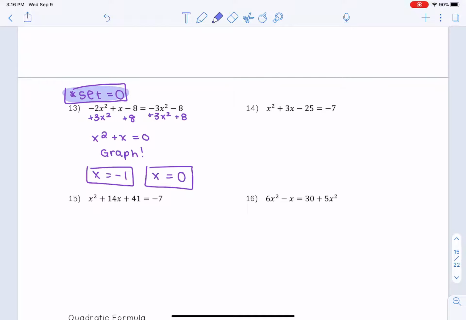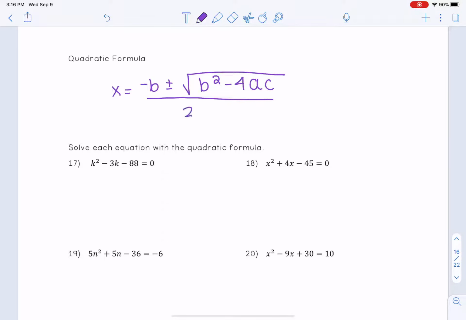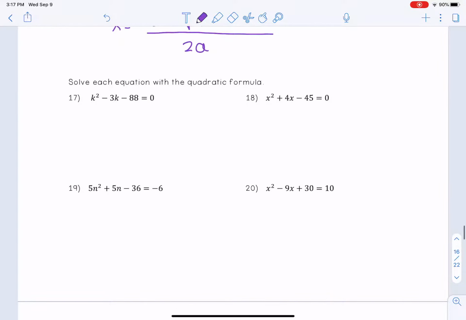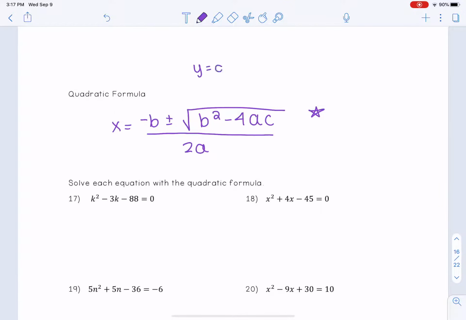The last way that we can solve quadratics, for now until tomorrow, is the quadratic formula. So our quadratic formula says x is equal to -b plus or minus the square root of b squared minus 4ac all over 2a. So this is something that you're going to want to memorize. So for each equation, remember if we have y equals ax squared plus bx plus c, we can identify what a, b, and c are.